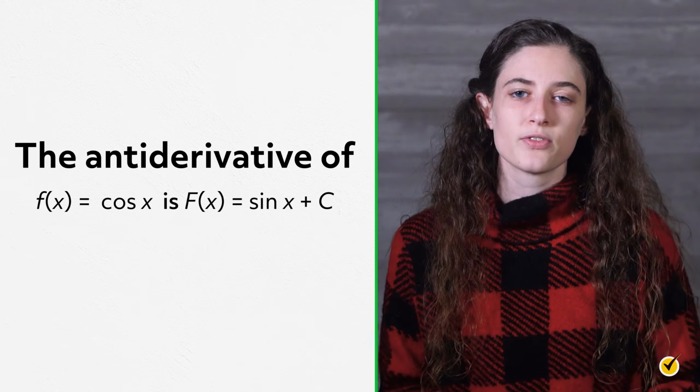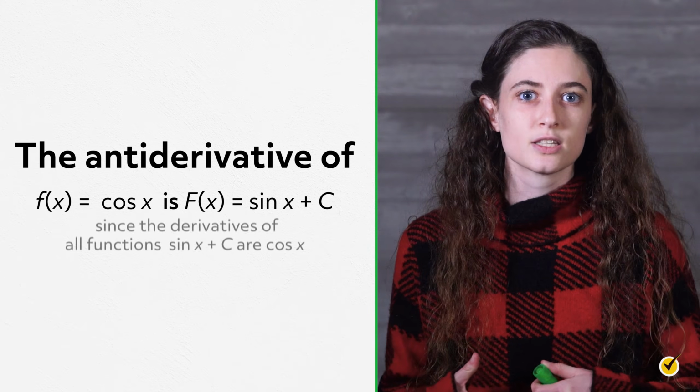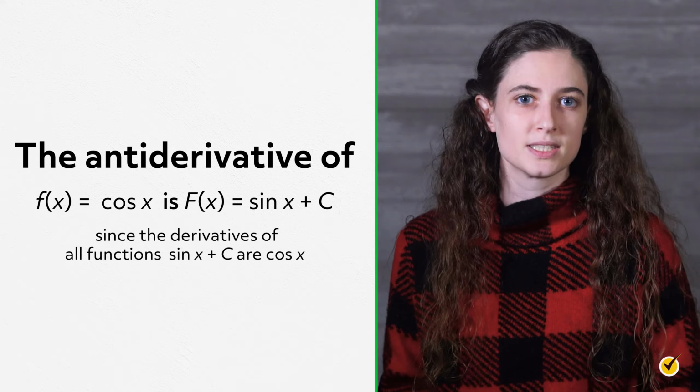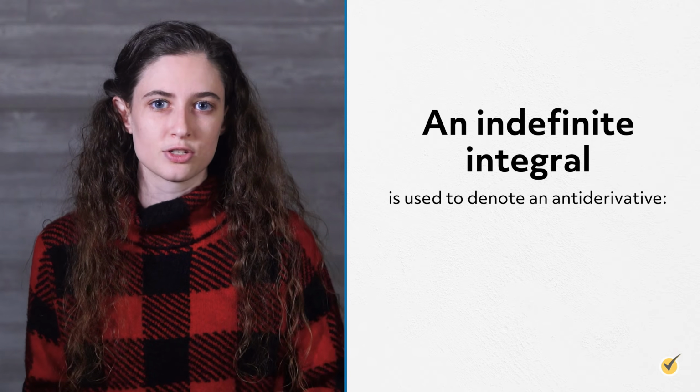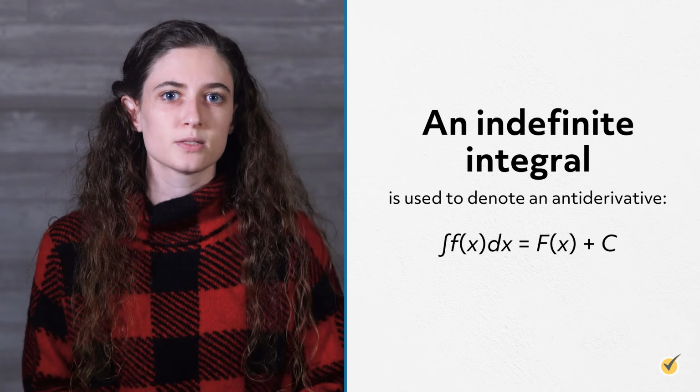Likewise, the antiderivative of f of x equals cosine x is big F of x equals sine x plus c, since the derivatives of all functions sine x plus c are cosine x. Usually an indefinite integral is used to denote an antiderivative. The integral of f of x dx is equal to big F of x plus c.